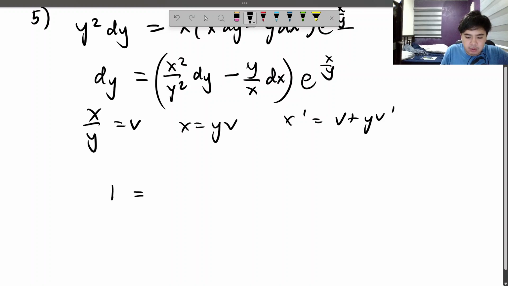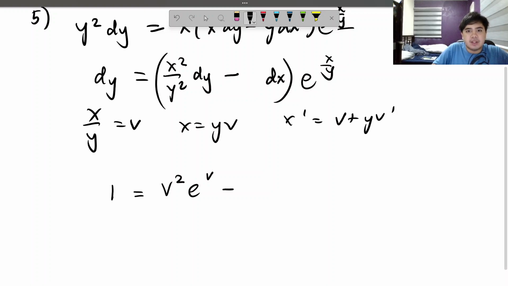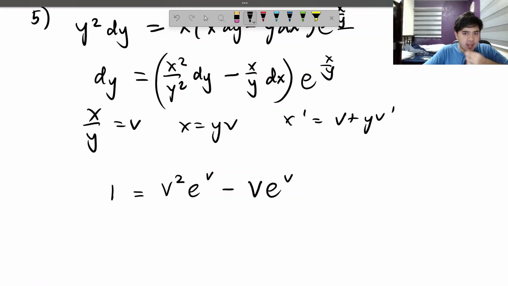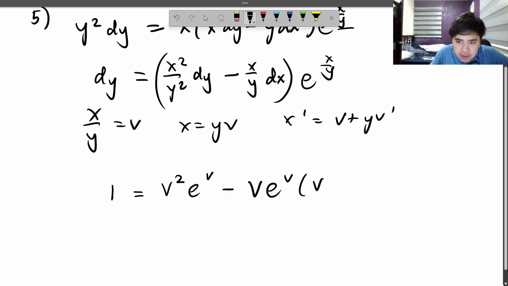x squared over y squared equals v squared. And let's put e to the v here. And minus y over x. This is x over y, sorry, and this is v. And dx is x prime, so that's going to be e to the v then x prime. x prime has changed into that, so let's put that there.